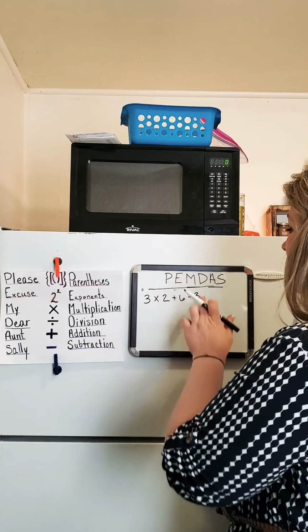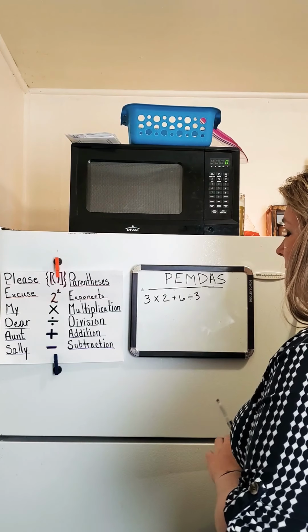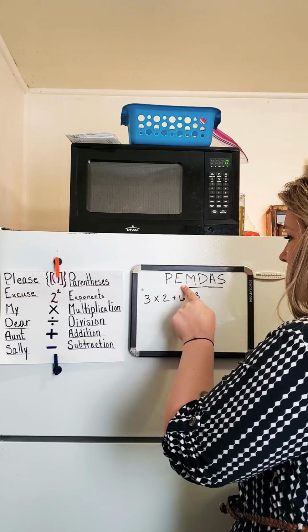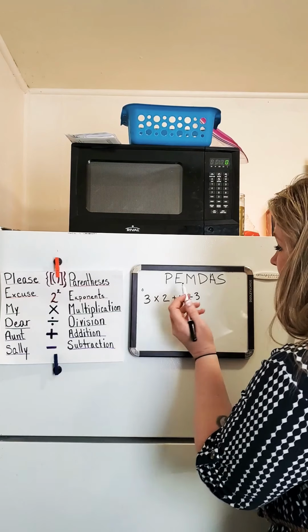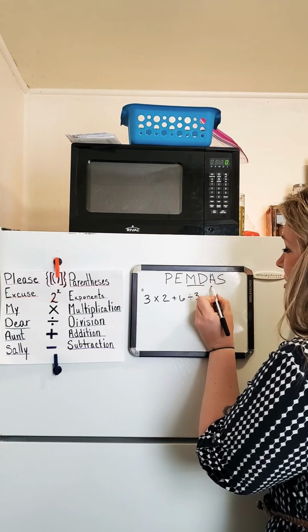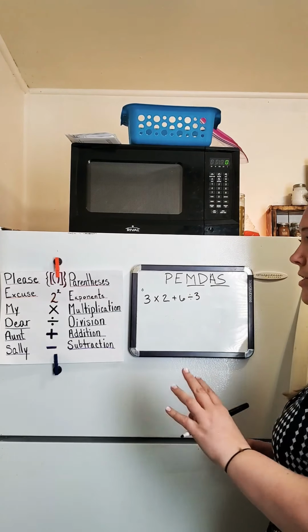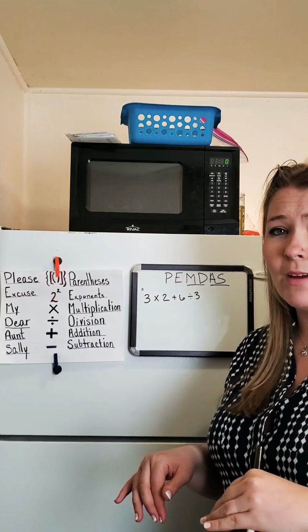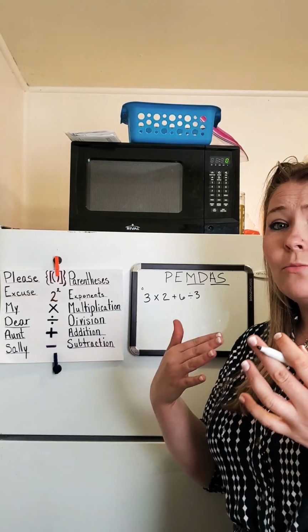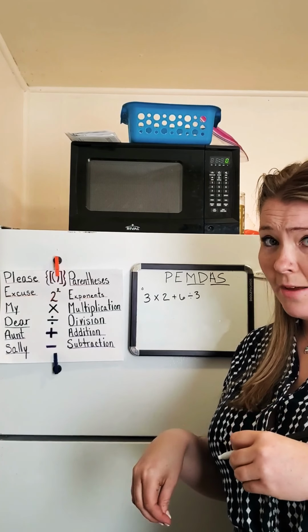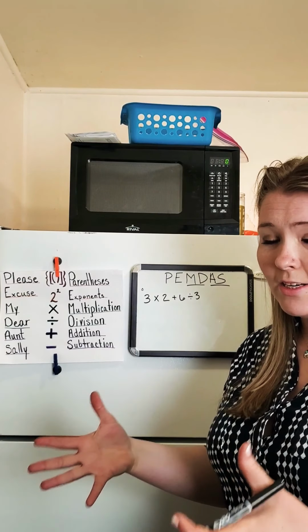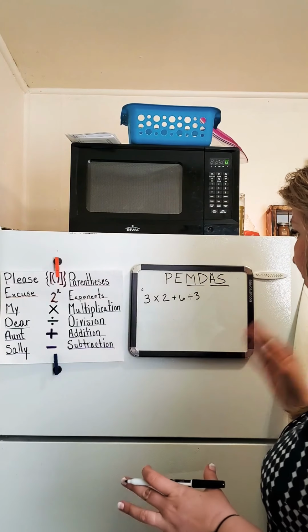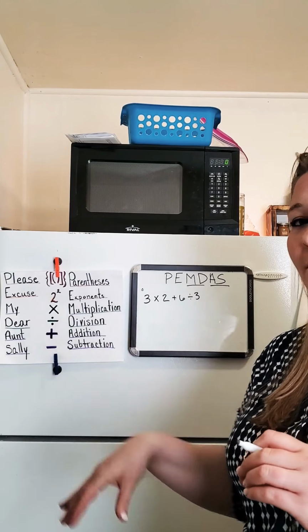So now we get to look for multiplication and division. To make this easier to see, I'm going to put a line under multiplication and division and a line under addition and subtraction. I'm doing that to remind myself that I'm going to do multiplication and division at the same time, and then I'm going to look at addition and subtraction. So we're going to look at multiplication and division right now.